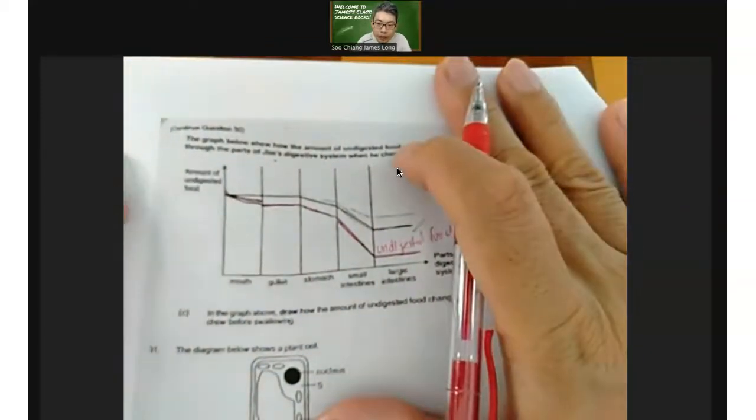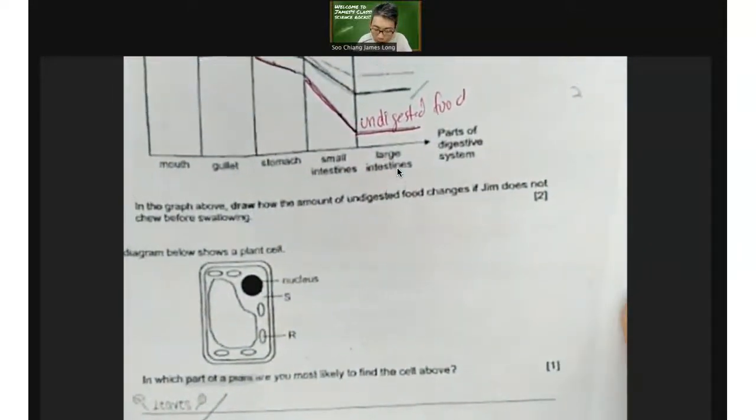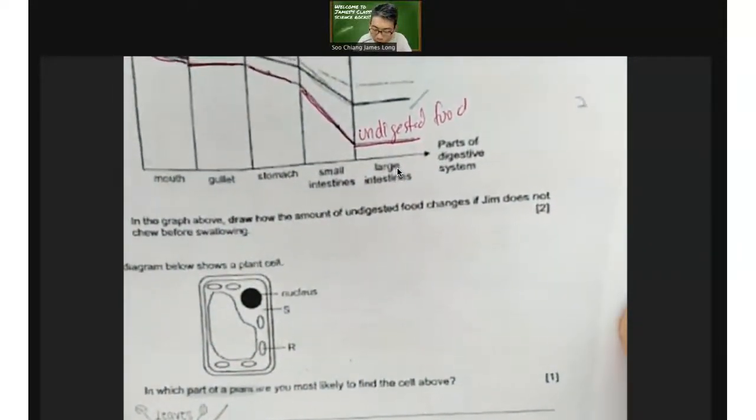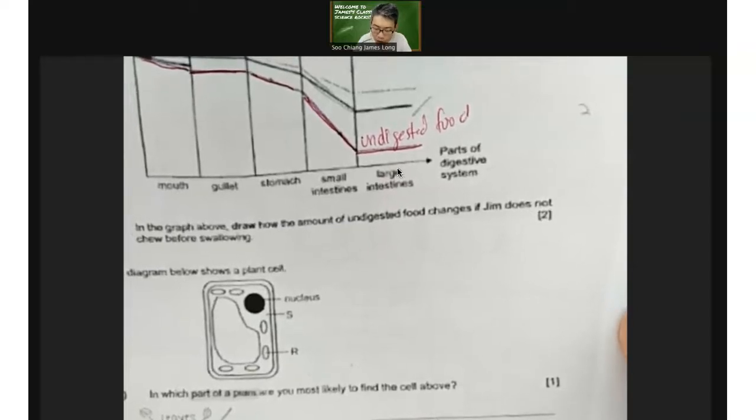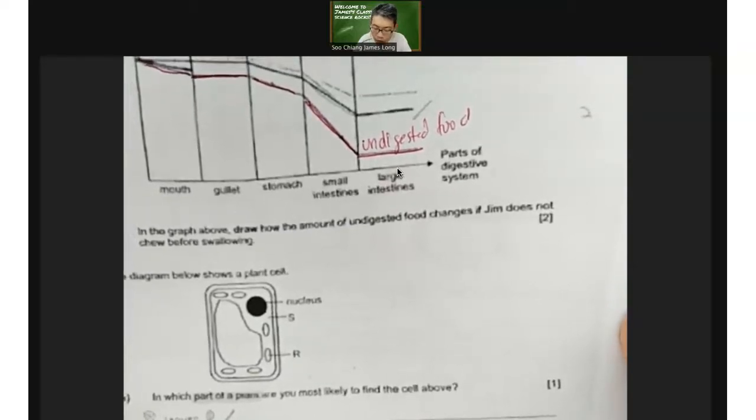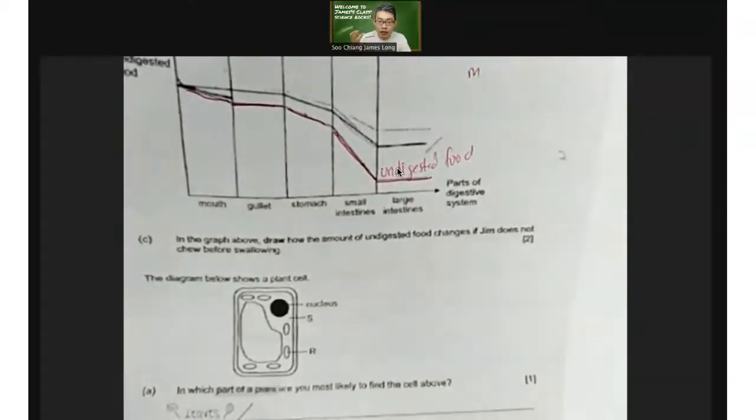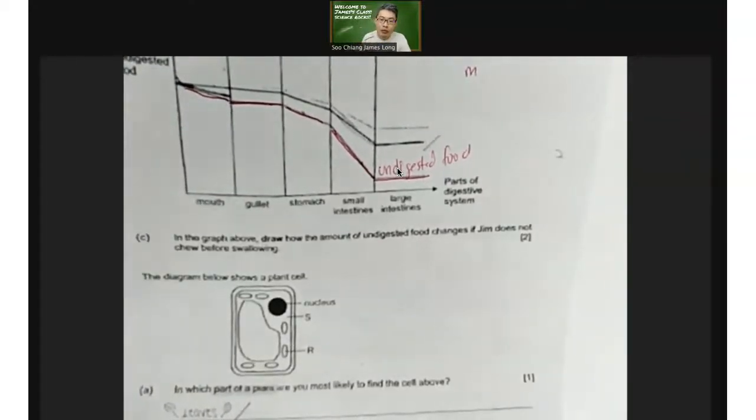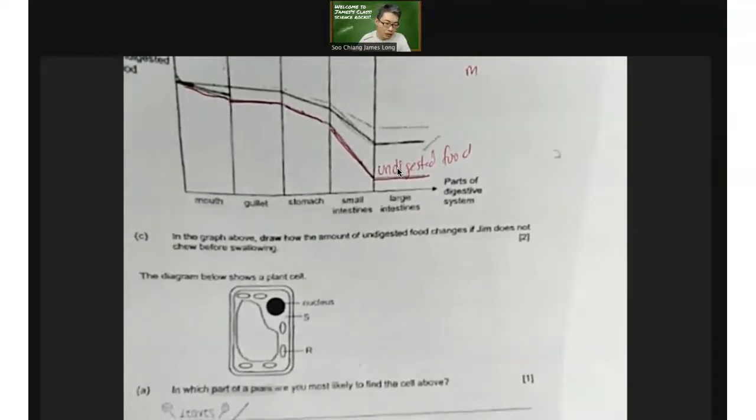Okay? Now, in the graph above, draw how the amount of undigested food changes if Jim does not chew before swallowing. So if he does not chew, that means the piece of food is larger, so the rate of digestion will be slower. Because your digestive system, like your mouth and your stomach and your small intestine, needs to work more in order to break it down into simpler substances.